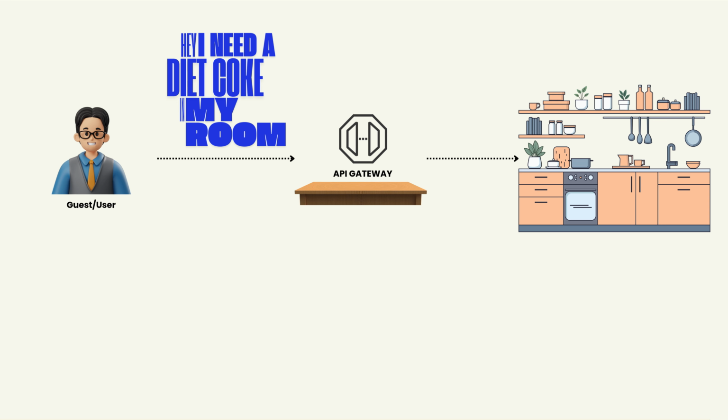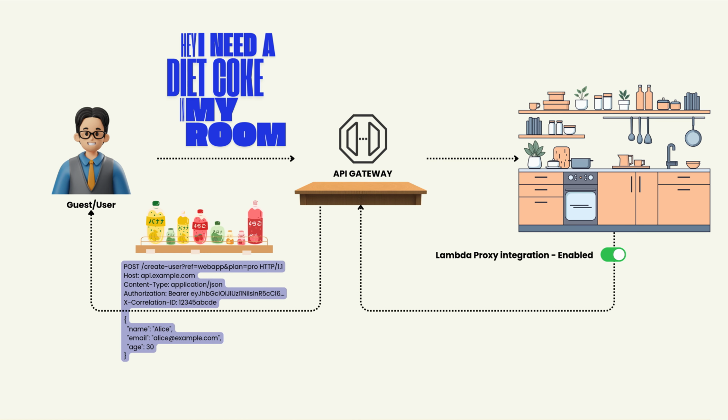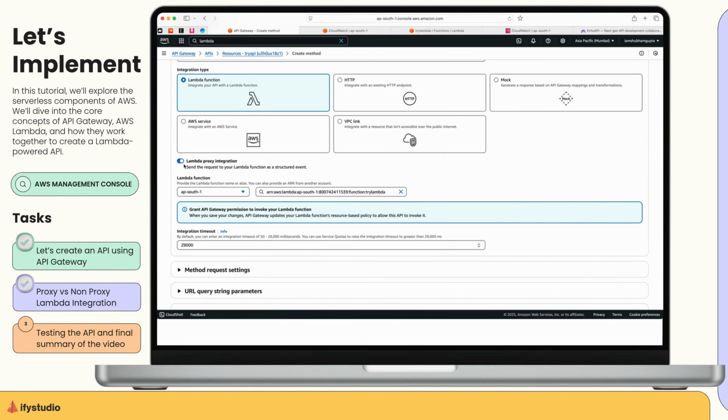One, when the Lambda proxy integration is enabled. If this Lambda proxy integration is enabled, everything is sent in one package. So when proxy integration is on, API gateway sends the entire HTTP request to Lambda, which includes the headers, query parameters, method, body, path, the whole thing, which is wrapped neatly inside a JSON event. And it's like, hey, this is everything. Do whatever you want to with the request. I don't care. And which is great actually.